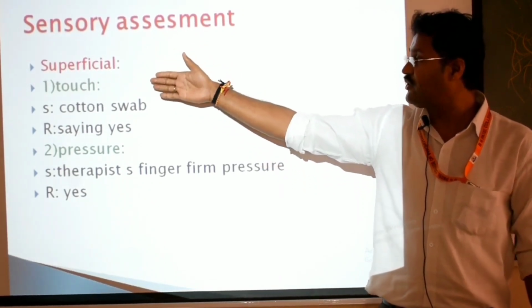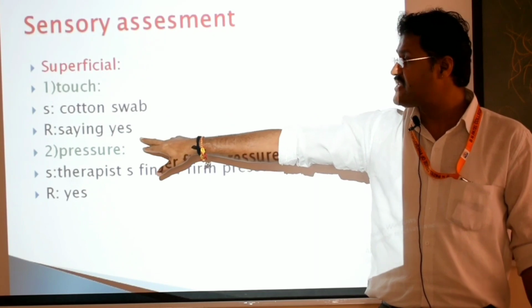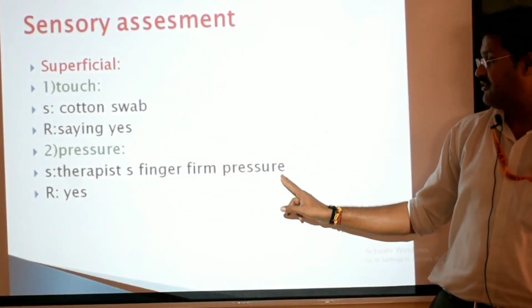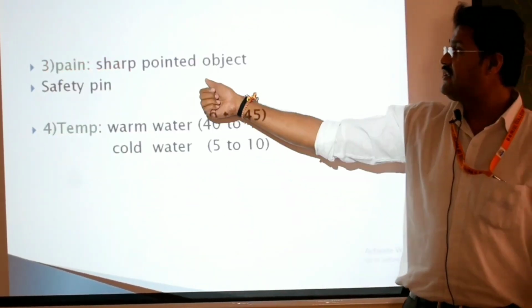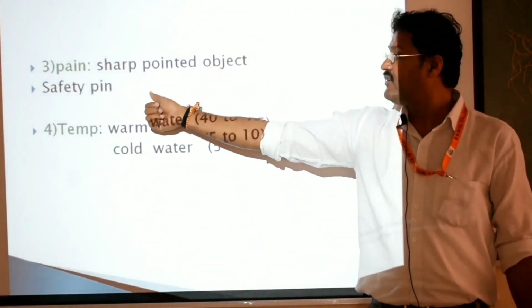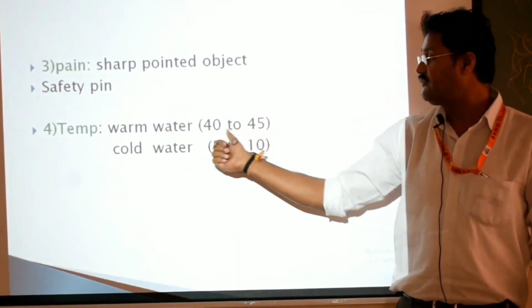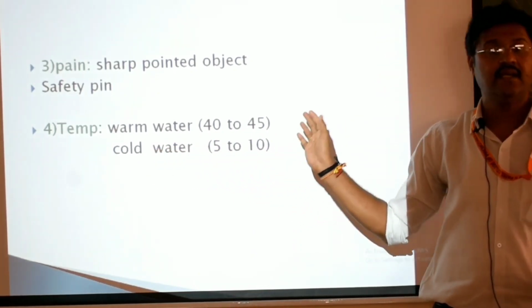Now check sensory assessment, both superficial and deep sensation. For superficial touch, use a cotton swab, and the response is yes. For pressure, the therapist's finger gives firm pressure, and the response is yes. Next, for pain, a sharp pointed object like a safety pin is used. For temperature, check using warm water at 40 to 45 degrees and cold water at 5 to 10 degrees.